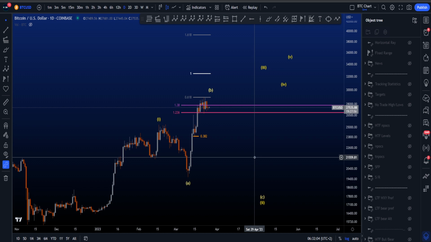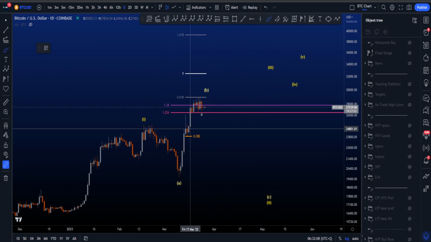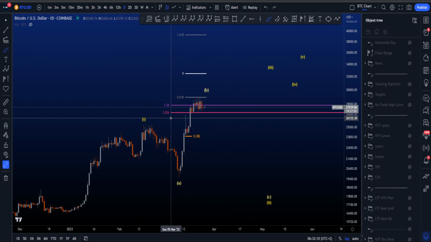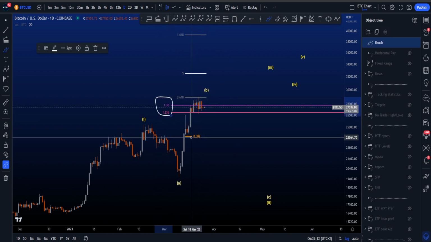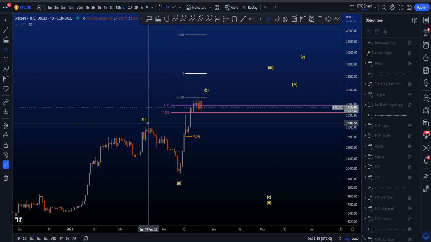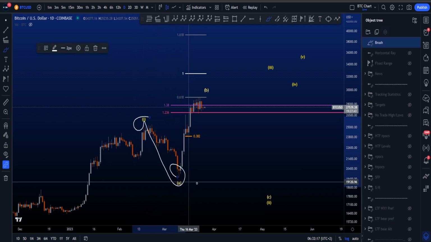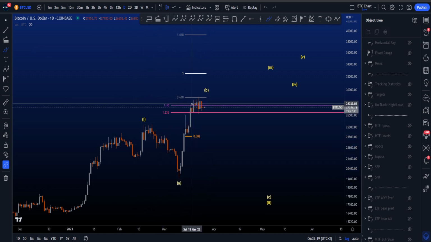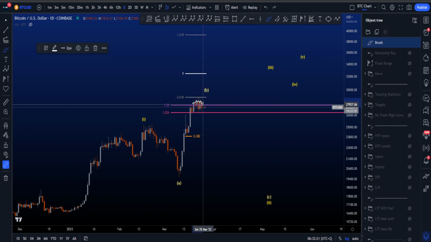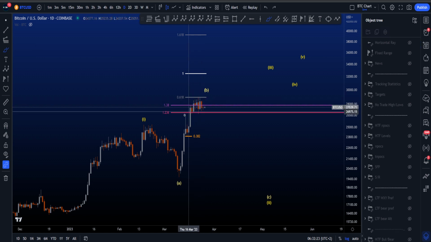However, there are a couple of things with this count that I don't like. The first one is that if this is a wave B, the most common target for wave B in an expanded flat is the 1.236 and the 1.38, pulled from the high of 1 to the low. And you can see that we have multiple daily candles closing above this level. That is not what you like to see.